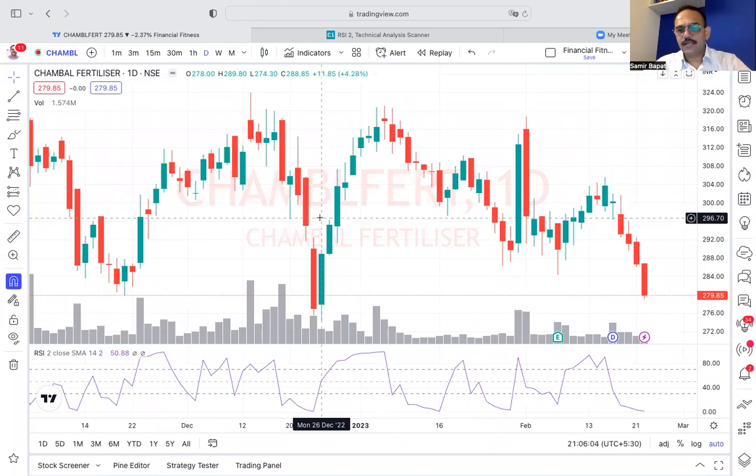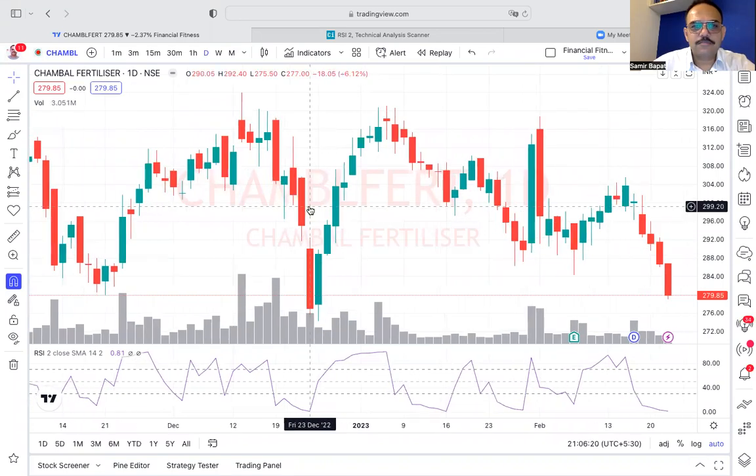Now this is zero. The RSI setting is different. Use TradingView, it's free. You can open a free account, so you need not be dependent on Zerodha. Okay, now let's pay attention here.